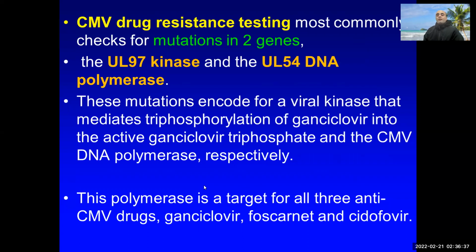These genes encode the viral kinase that mediates triphosphorylation of ganciclovir into the active ganciclovir triphosphate, and the CMV DNA polymerase, respectively. This polymerase is a target for all three anti-CMV drugs: ganciclovir, foscarnet, and cidofovir.